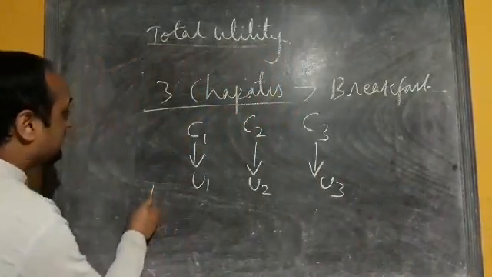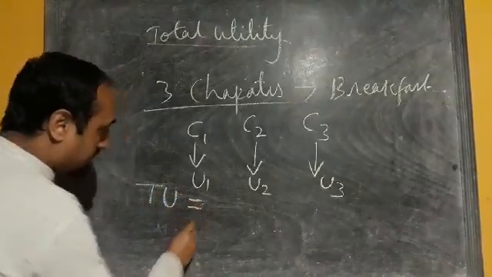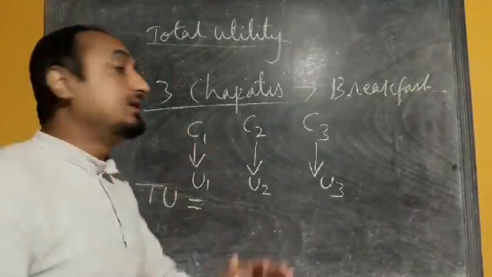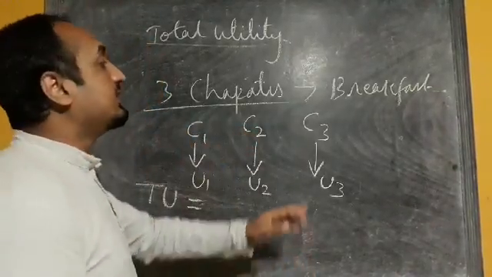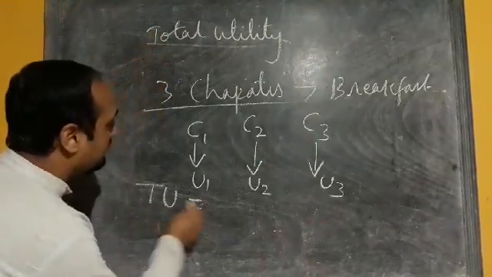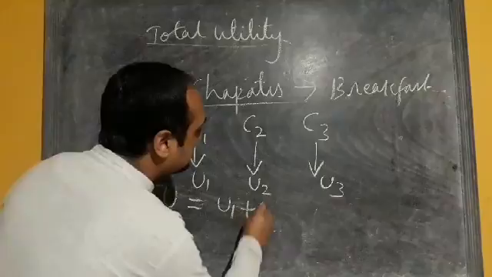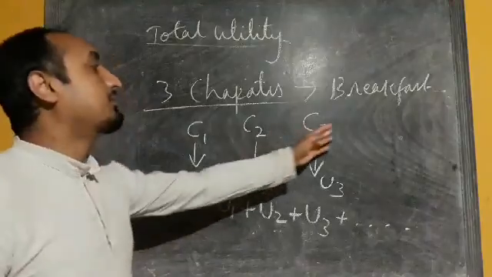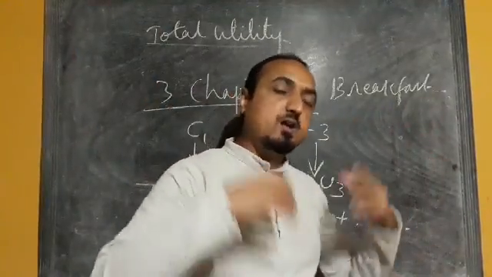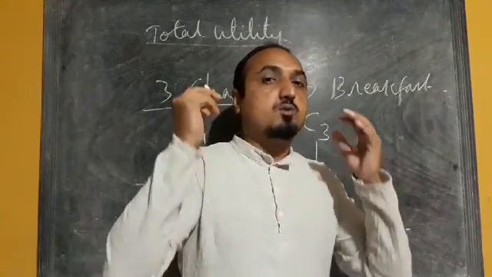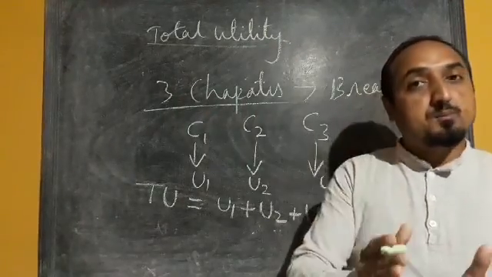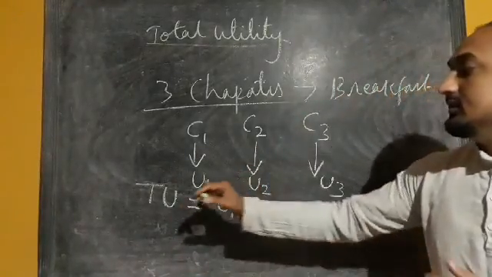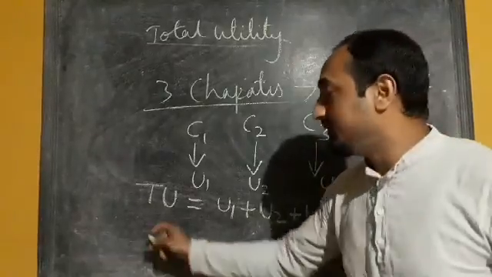What will you do? Total utility is represented by TU equals the utility derived from first chapati plus the utility derived from second chapati plus utility derived from third chapati. So we can write total utility equals U1 plus U2 plus U3 plus and so on. If you have more chapatis or more of any other items you are consuming, whatever satisfaction you obtain from each and every unit, if you add all the utility derived from different units of commodity, you will get total utility.